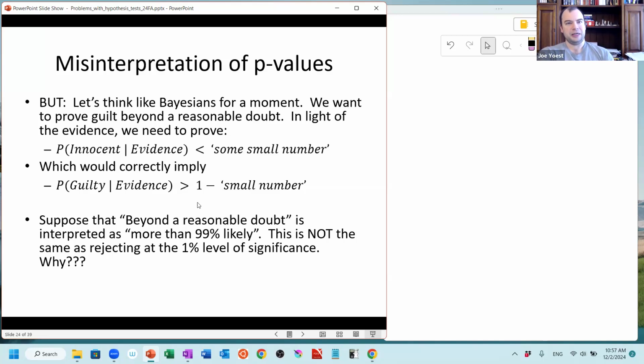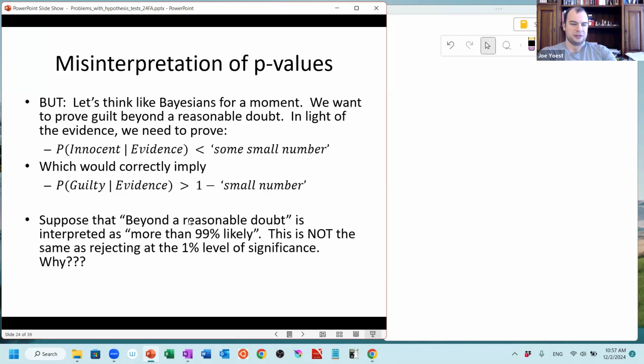But again, really, this is a Bayesian statement. Let's take a look at this from the Bayesian perspective. We want to prove guilt beyond a reasonable doubt. So we want to prove that it's very unlikely the person is innocent. In other words, something like probability of innocent given evidence less than some small number. Or in other words, probability of guilt given evidence bigger than 1 minus some small number. Let's suppose that we interpret beyond a reasonable doubt as more than 99% likely.